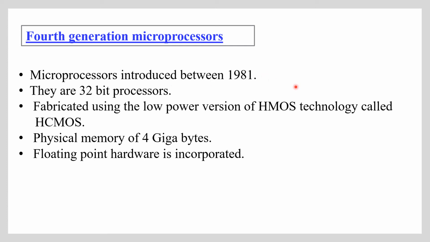The microprocessor was introduced in 1981. They were 32-bit processors fabricated using a low power version of HMOS technology called HCMOS. The physical memory was 4 gigabytes. Floating point hardware was incorporated. As the technology developed, more advancement in microprocessors took place.